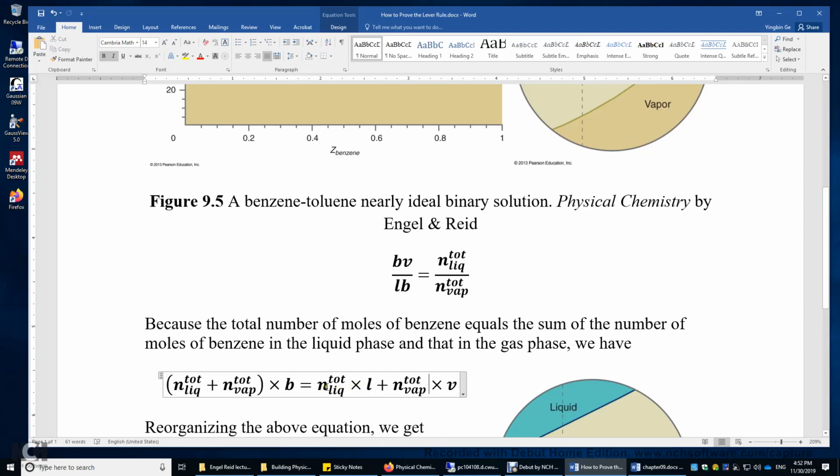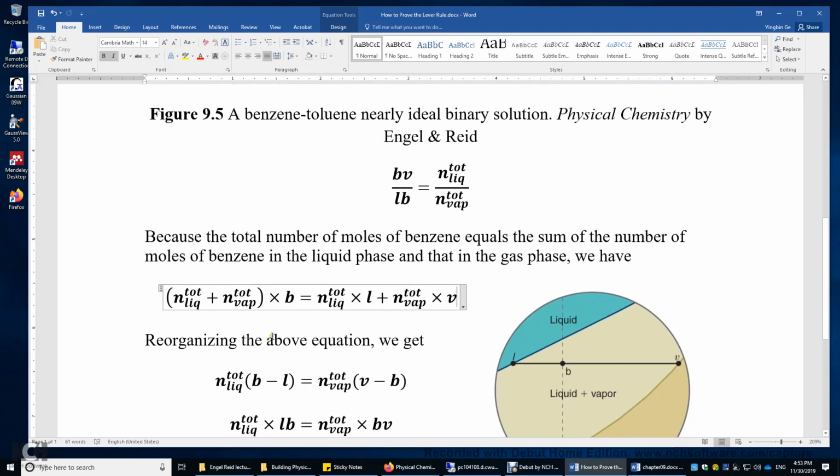In the liquid phase, this is the number of moles of benzene: the number of moles of liquid times the mole fraction of benzene in the liquid. And then in the gas phase, we have the number of moles of the gases times the mole fraction of benzene in the gas phase. So both sides are the number of moles of benzene in the entire system.